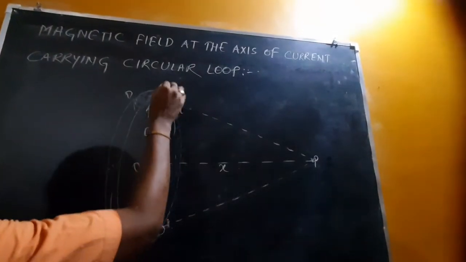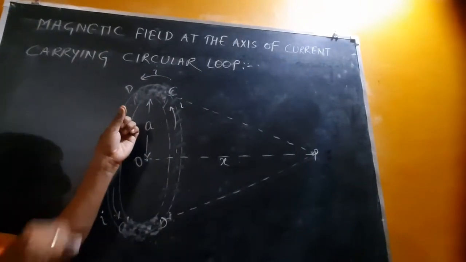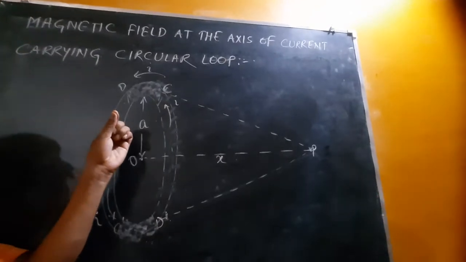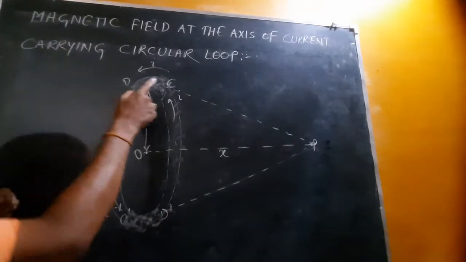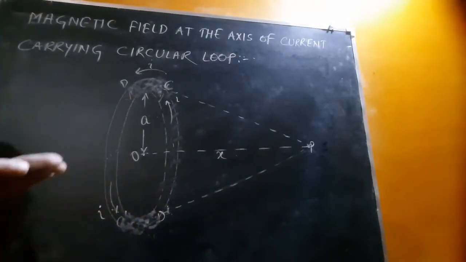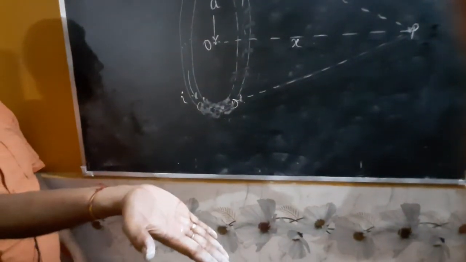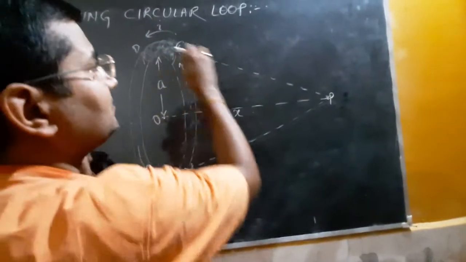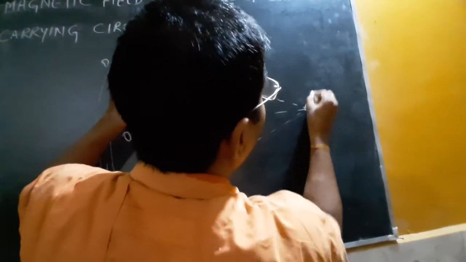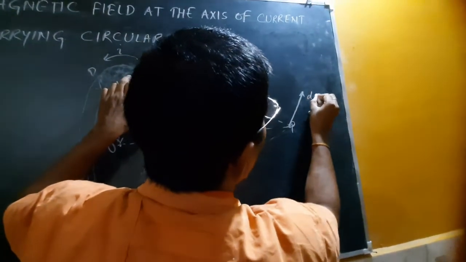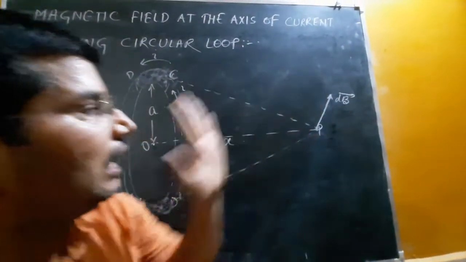Actually the current is in this sense, the loop is in this plane, so point C will be here and D will be here. If you have to find magnetic field at this position, you have to use the right hand palm rule, and the direction of magnetic field will be like this. Means the direction of magnetic field will be perpendicular to this line in this way. This is the magnetic field. Since the current element is small, the magnetic field will also be small.